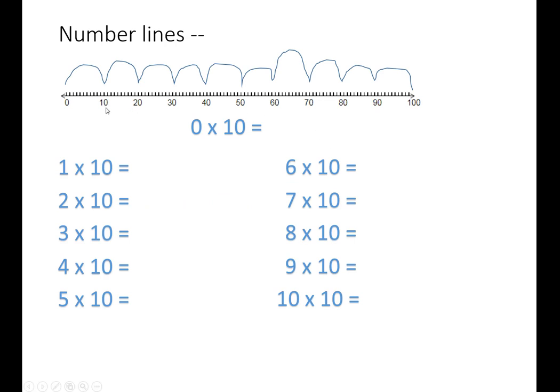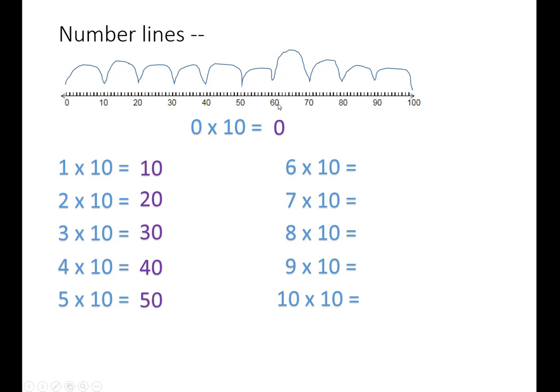Let's walk through it one more time. 0 times 10 is 0. 1 times 10 is 10. 2 times 10 is 20. 3 times 10 is 30. 4 times 10 is 40. 5 times 10 is 50.